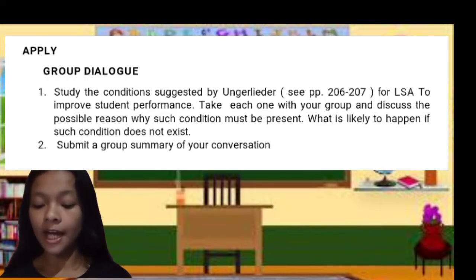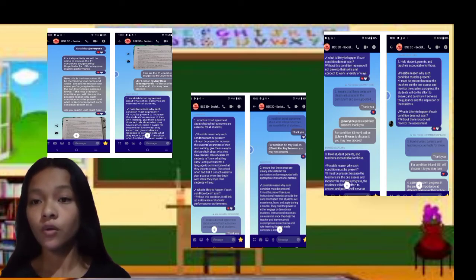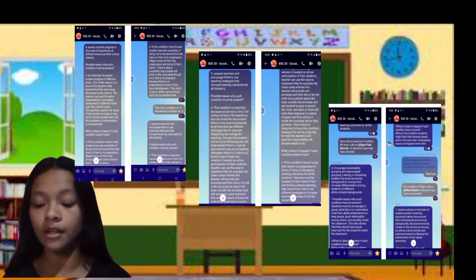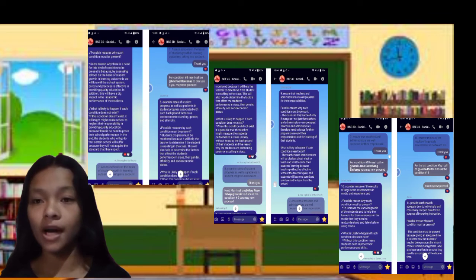So, for the apply po, dun sa group dialogue, yung ginawa po namin is diniscuss po namin, ginamit po namin yung messenger GC po namin para i-discuss yung mga conditions, yung 11 conditions po, and yung possible reasons why such condition must be present and what is likely to happen if such condition does not exist. So as shown po in the video sa slides po namin na ginawa, andun po yung summary po ng convos po namin, and yun po, kindly read na lang po yung mga sagot po namin.